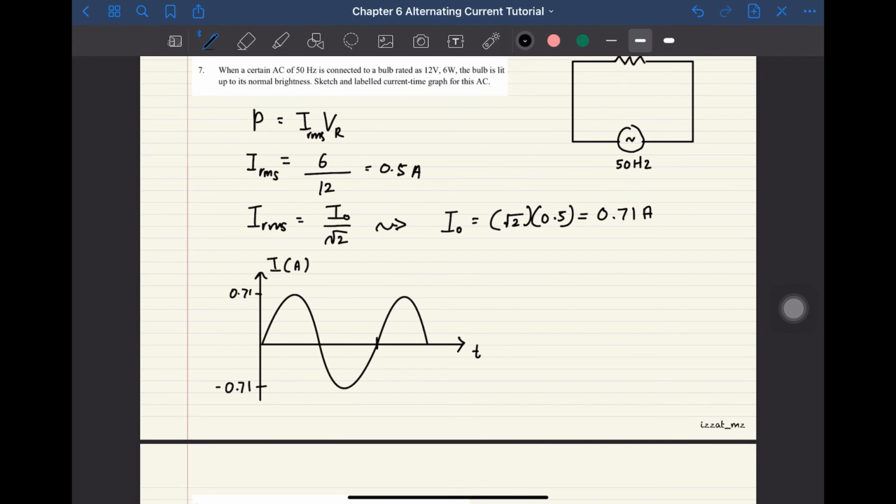Okay, the next one, you need to find the period. You can use the frequency that is given. So f equals 1 over T, and the frequency is 50 Hz. So T equals 1 divided by 50, which is equal to 0.02 second. So you can straight away label here as 0.02, and the unit will be in second. You can change to milli if you want to, but just leave it like this.